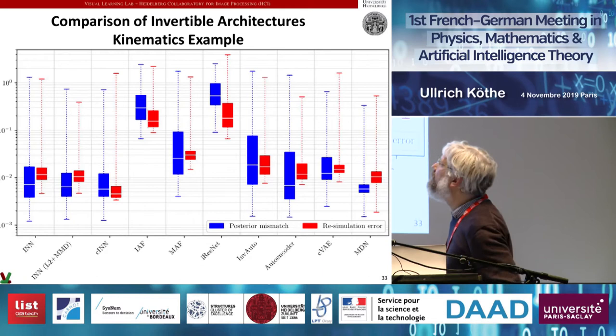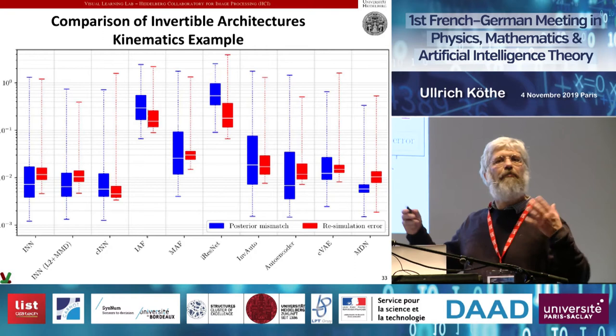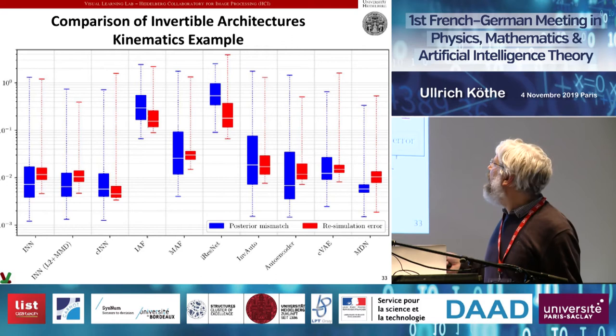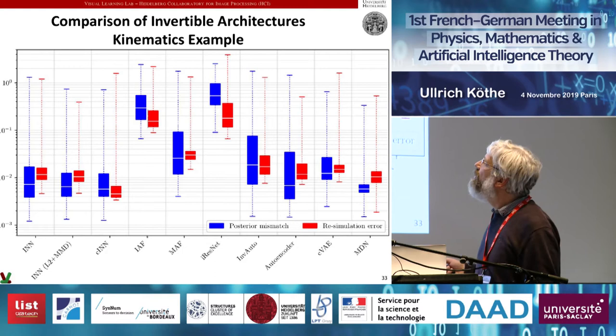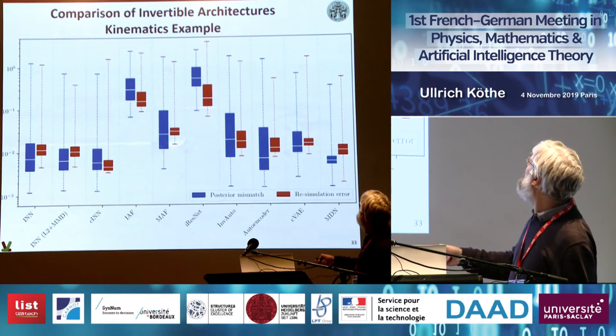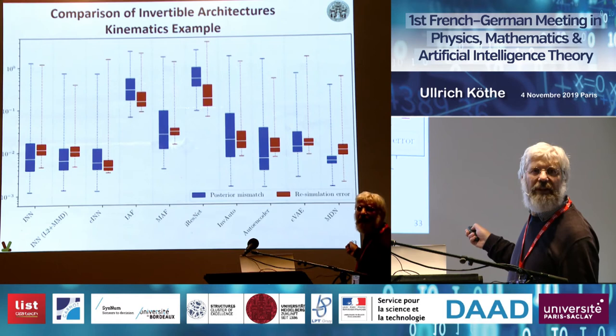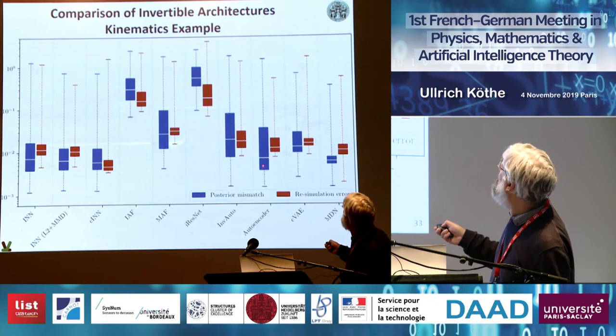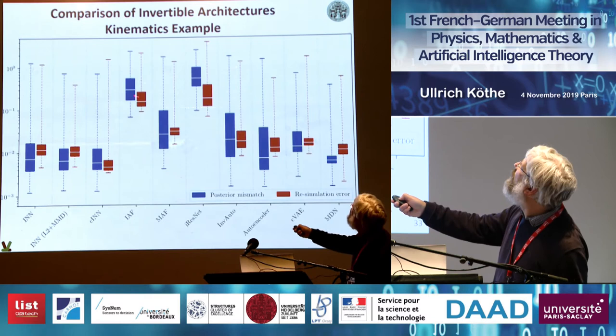So in numbers, this looks like this. We measured the posterior mismatch, so the MMD between the true posterior and the recovered posterior, and we measured the resimulation error, how accurate the hand position was found. And you see that the invertible networks are the best, and this mixture density network is also very good, but not comparable. And the autoencoders are also sort of okay with a bit bigger spread, but here these two are really bad.